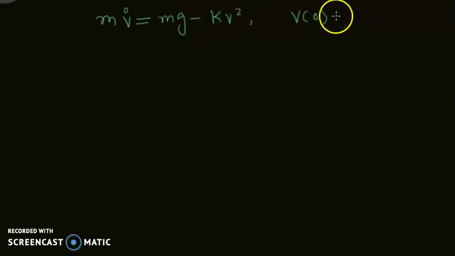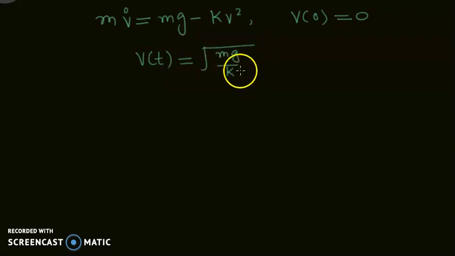So in the previous video we have seen that for the model mv dot equals mg minus kv squared, subject to v of 0 equal to 0, the terminal velocity, or the velocity that v of t approaches as time goes to infinity, was equal to this thing, square root of mg over k.